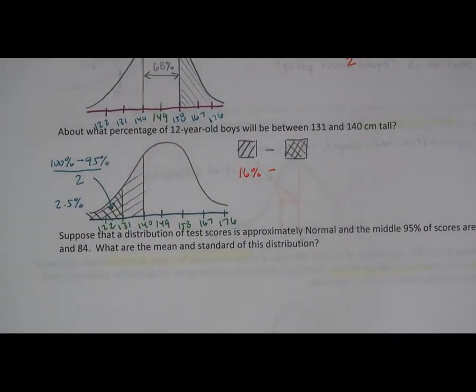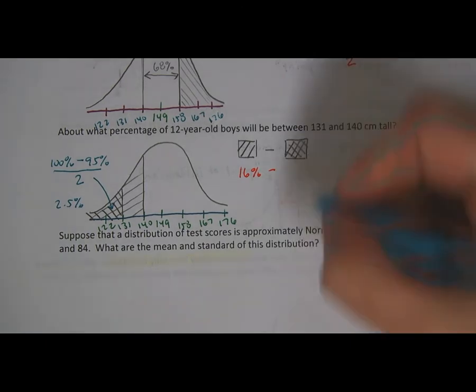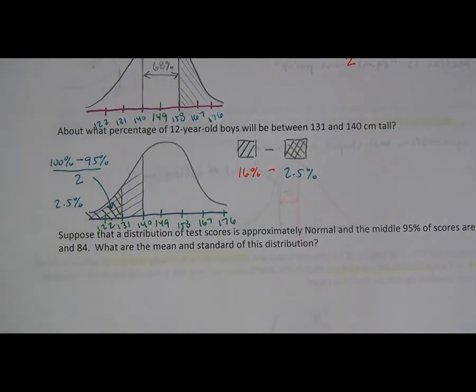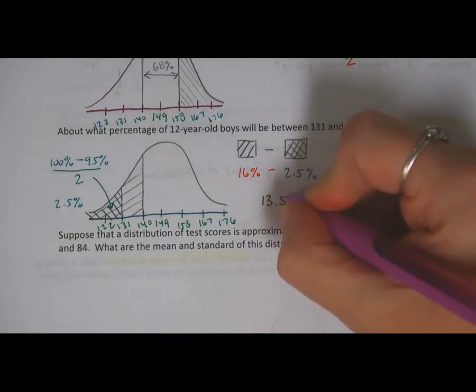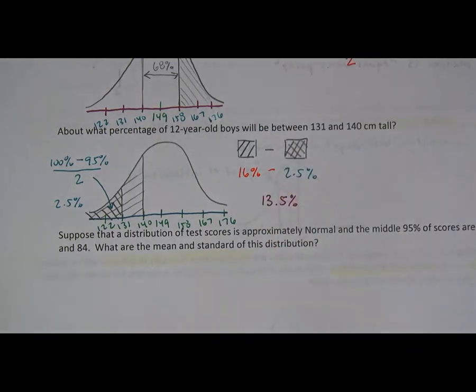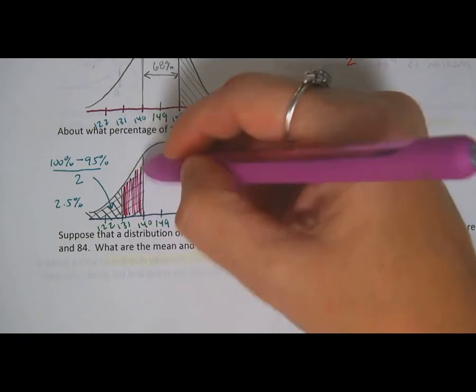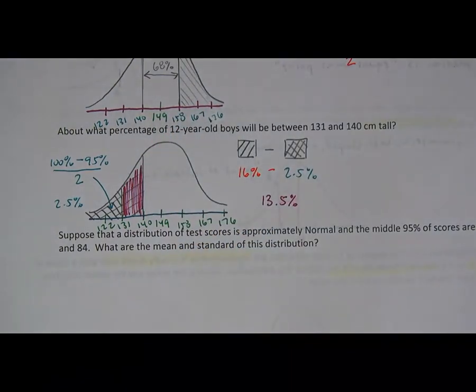I'm taking out the middle 95%, which will leave me with the left and right tail, and then I'm cutting it in half because I only care about the left. 2.5%. If you subtract those, you'll see that about 13.5% of 12-year-old boys are between 131 and 140 centimeters.